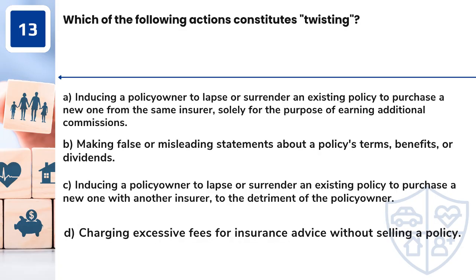Question 13. Which of the following actions constitutes twisting? A. Inducing a policy owner to lapse or surrender an existing policy to purchase a new one from the same insurer, solely for the purpose of earning additional commissions. B. Making false or misleading statements about a policy's terms, benefits, or dividends. C. Inducing a policy owner to lapse or surrender an existing policy to purchase a new one with another insurer, to the detriment of the policy owner. D. Charging excessive fees for insurance advice without selling a policy.